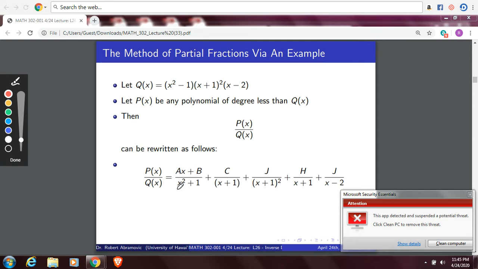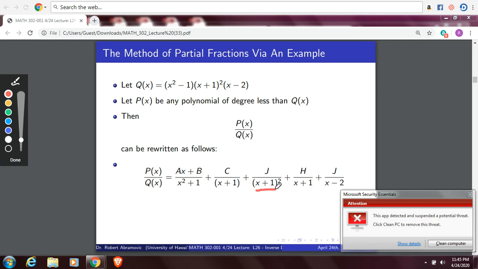So here, the first term, what's in the denominator is x squared plus 1. What's in the numerator is ax plus b. That polynomial in the numerator has degree 1. The polynomial in the denominator has degree 2. Second term, the polynomial in the denominator has degree 1, and the polynomial in the numerator has degree 0. And likewise with all these other terms.